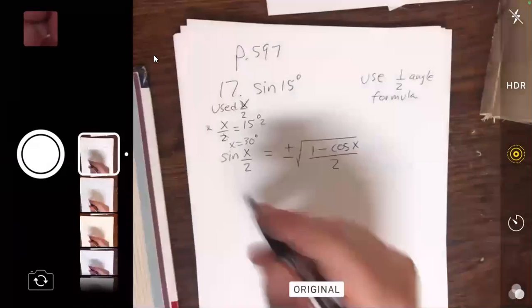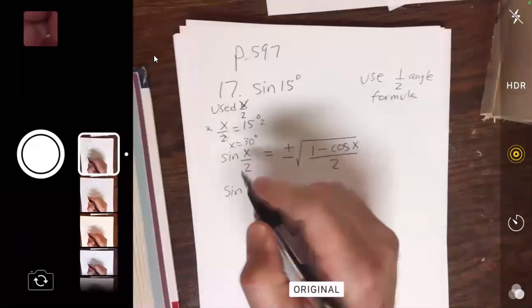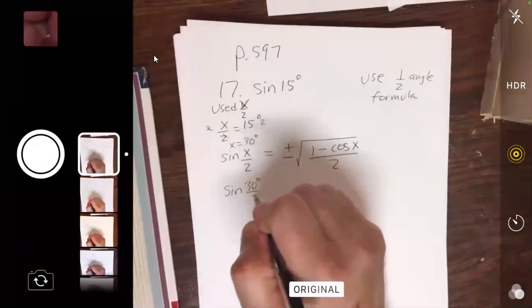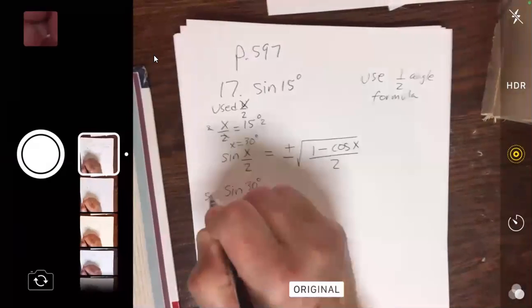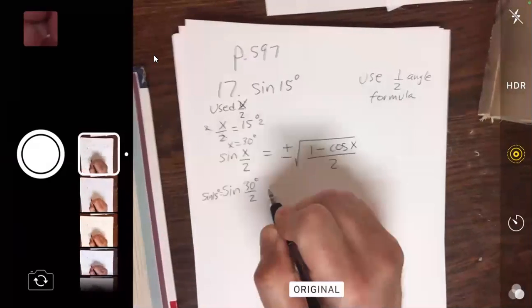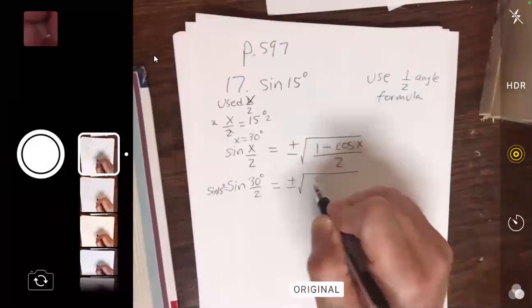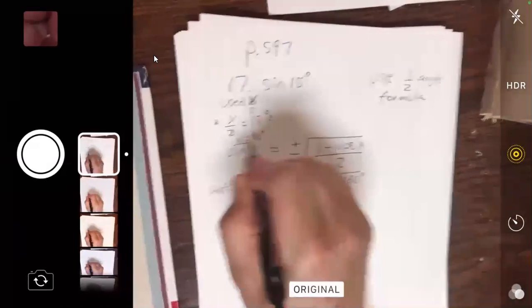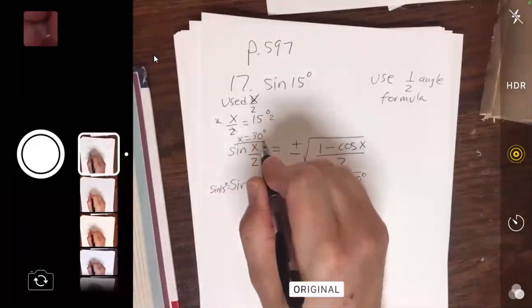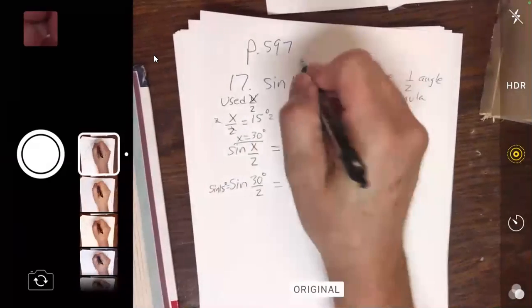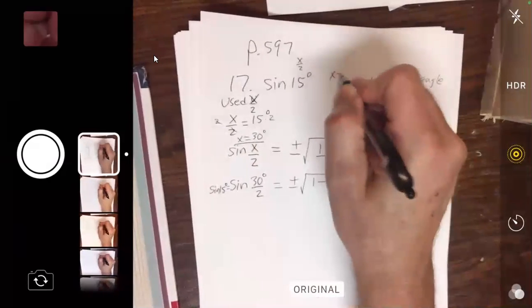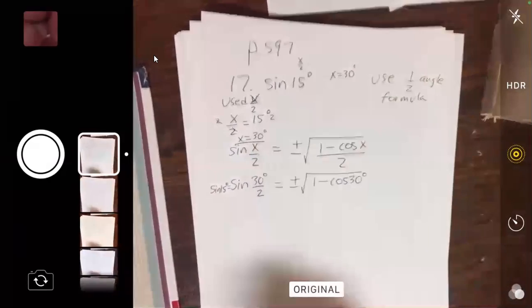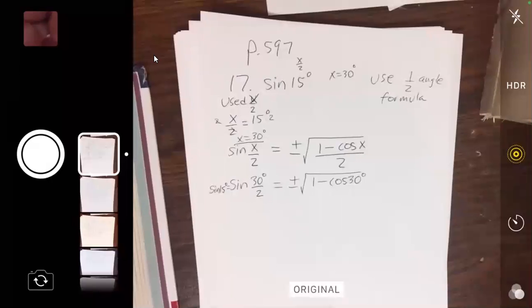So once again, that's the sine of 30 degrees divided by 2. That's my sine of 15 degrees. That would be equal to plus or minus the square root of 1 minus cosine of 30 degrees. So the x is 30, the x over 2 is 15. This is x over 2, x equals 30, all over 2, and it's all under a square root.